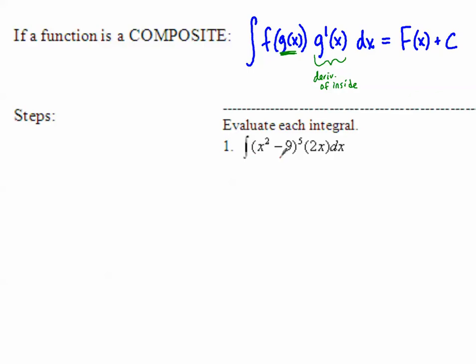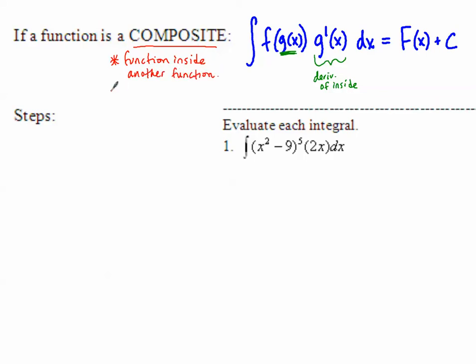So in number one, I notice we have a composite function. How do I notice we have a composite function? Composite means a function inside another function. So think of that. Composite means function inside another function. That's the f of g of x deal.